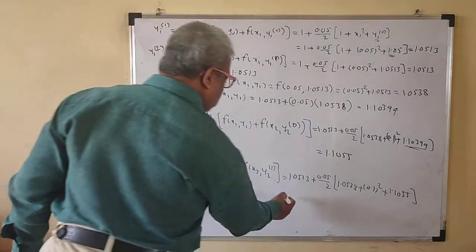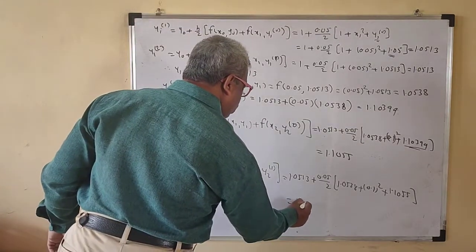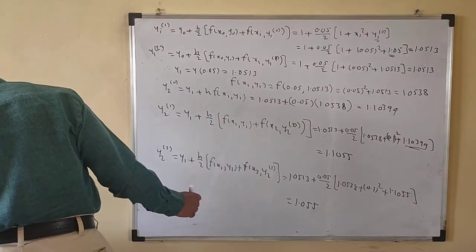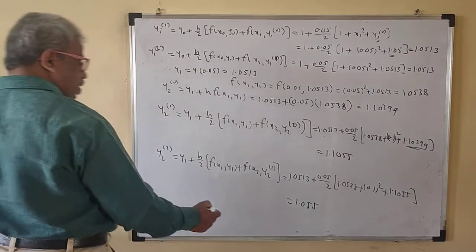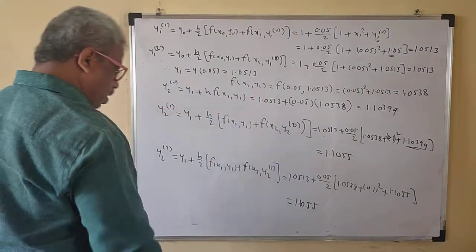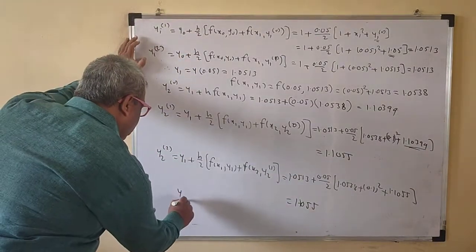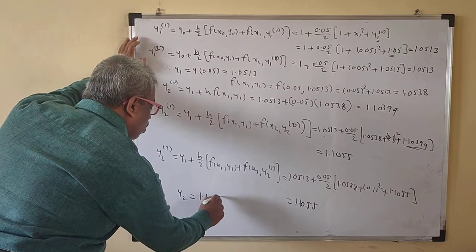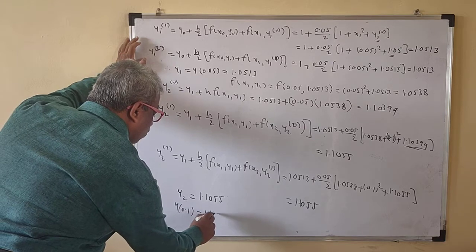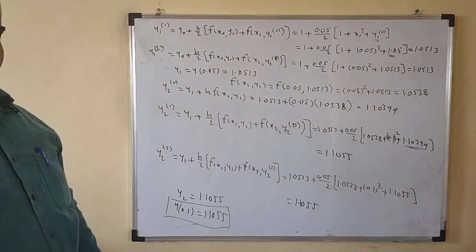So if you solve this with the help of the scientific calculator, this value is 1.1055. Okay? So now see, up to 4 decimal places they are correct. So therefore y2 is equal to 1.1055. That is y of 0.1 is equal to 1.1055. And this is your required solution.